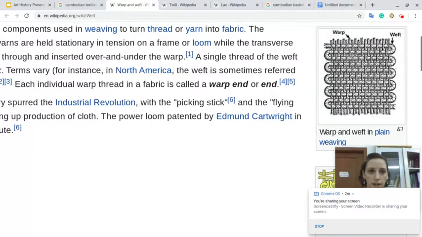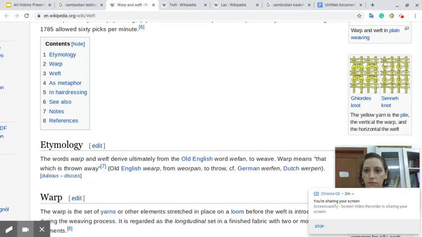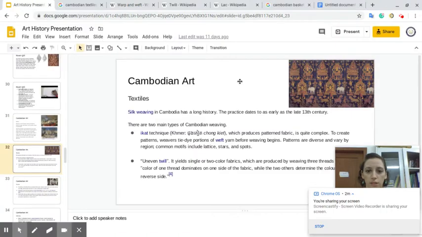Let me go back here. So there are different kinds of knots and patterns that you can make with different colors to create different pictures on your fabric. So the Aikat or Chongkiet, however I say that wrong, to create the patterns, they dye the fabric, like the yarn, before they do this. And then they take it and they go over, under, and then they're able to create these beautiful patterns that we see here.